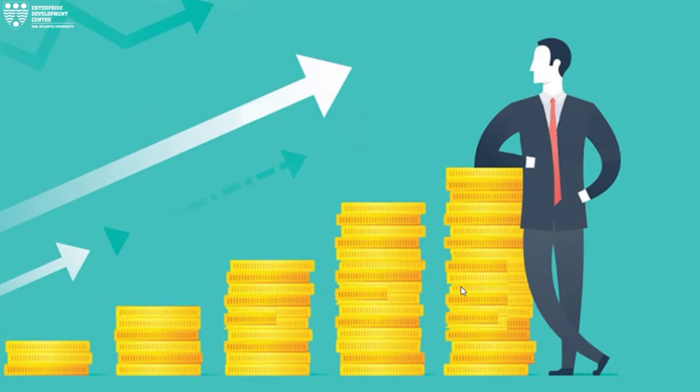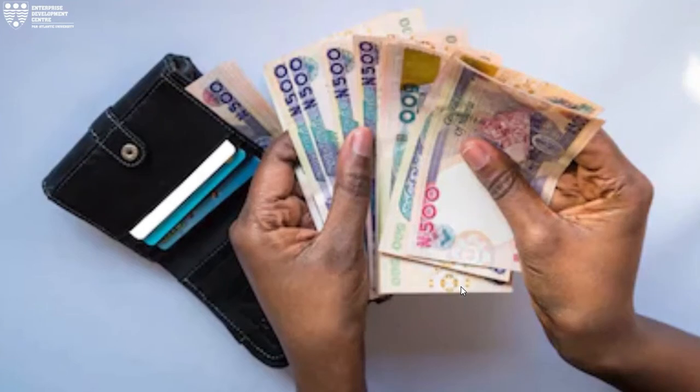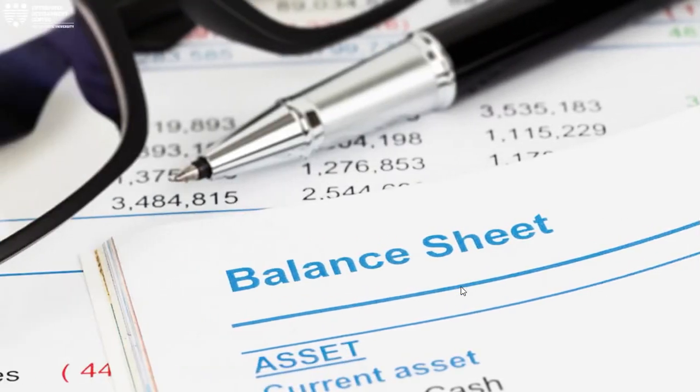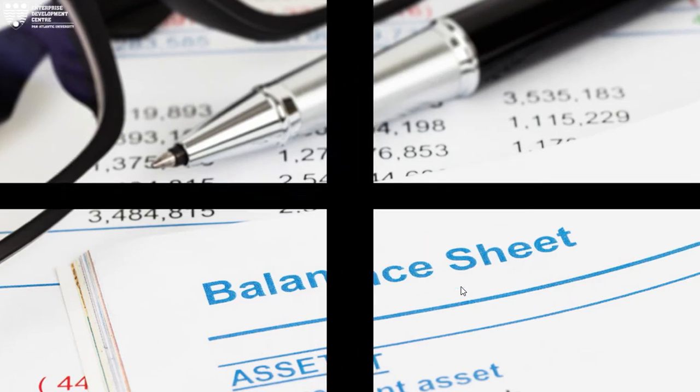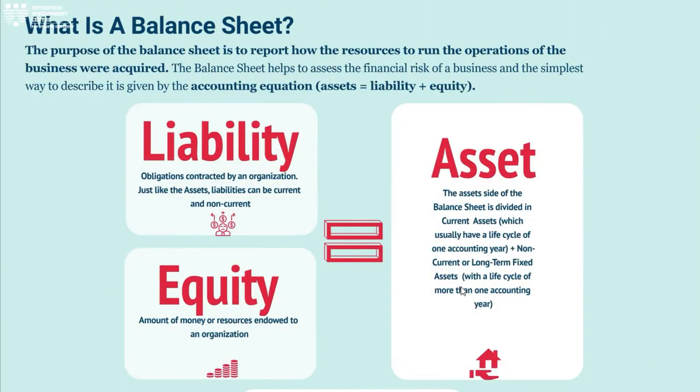The second financial statement is called the statement of financial position, also known as the balance sheet. The balance sheet is a financial statement that tells the user the value of a business as at a specific date. The value of the business means the worth of the business as at that date. This financial statement contains three major components. Number 1, the assets of the business. Number 2, the liability of the business. Number 3, the owner's equity in the business.